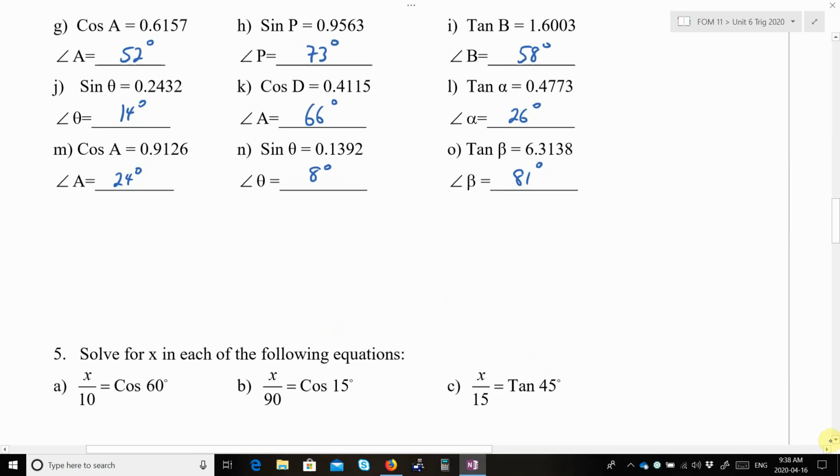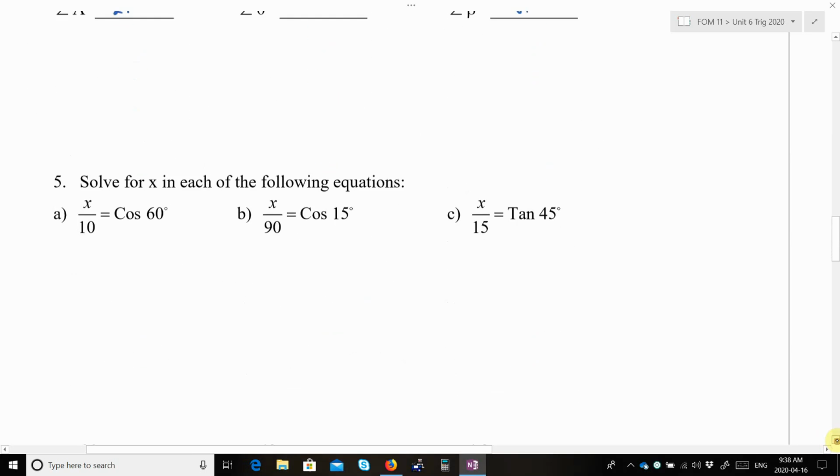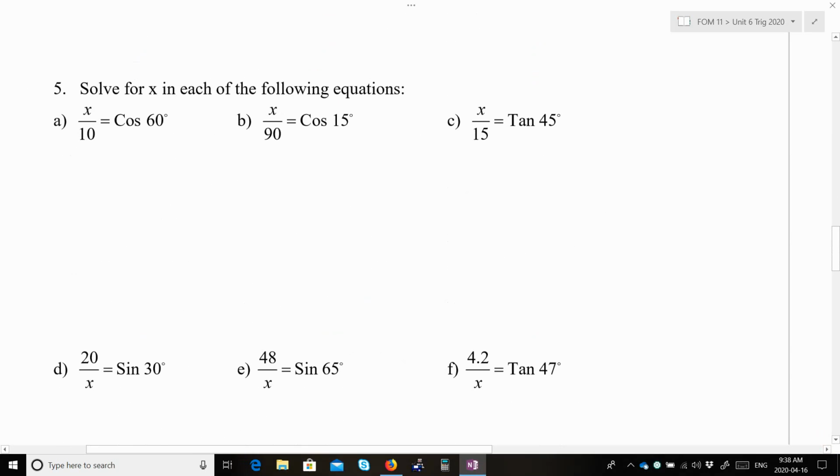Okay. And finally, we're on to number 5. This is ultimately what I wanted to show you. The work for this, there is an answer key at the end, but I wanted to show you the work. Solve for x in each of the following equations. X divided by 10 equals cos of 60 degrees. So if x is being divided by 10, you have to multiply both sides by 10. 10 divided by 10 is just 1, so x is equal to cos of 60 degrees times 10. We write it more commonly like this, 10 times cos 60 degrees.